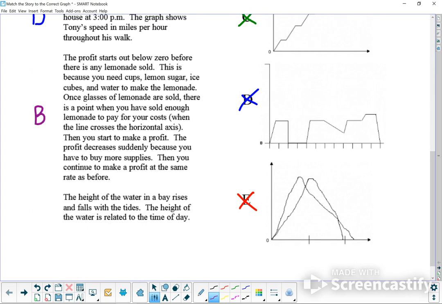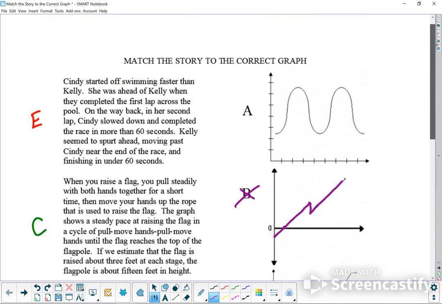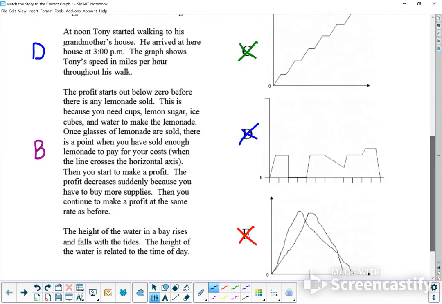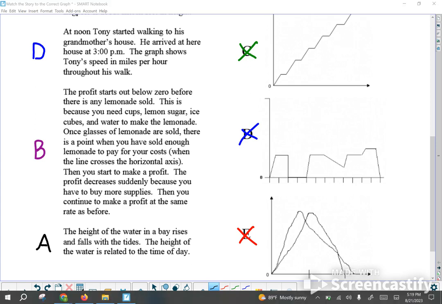And number 5, the height of the water of the bay rises and falls with the tide. The height of the water is related to the time of the day, and you can see that even looks like the tide. Okay, so A is the last one. We'll go with that. Okay, so not a very thorough explanation, but just my thoughts on it. Some of it was just logic, and some of it was just by sure fact that it's the last one, and by order of elimination, those are the answers.